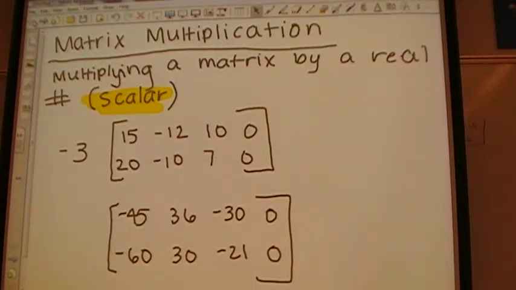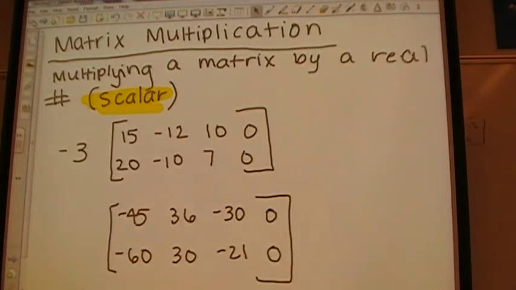Matrix multiplication. Write down the definition. Multiplying a matrix by a real number, that real number is called a scalar. The real number that you multiply it by is the scalar.